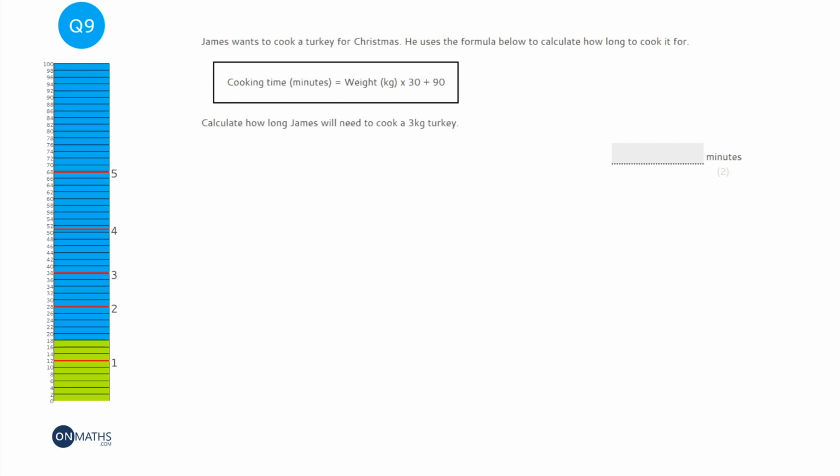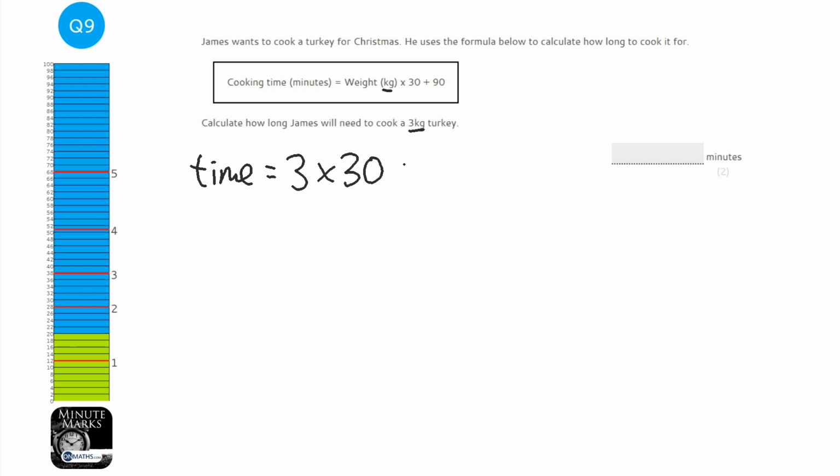So we're given a basic formula to work out how long this turkey is going to take to cook. It says that the cooking time, so we can just call that time, is the weight, which it says is a 3 kilogram turkey, and just check that the units are the same, which they are. So it's the 3 times 30, then add 90. 3 times 30 is 90. 90 plus 90 is 180.